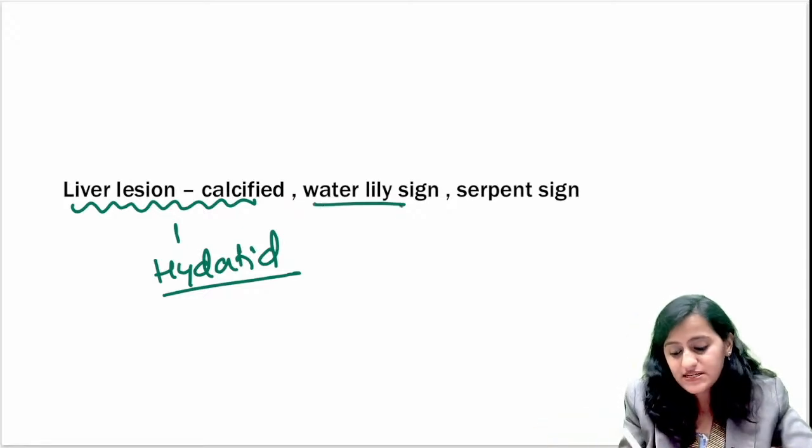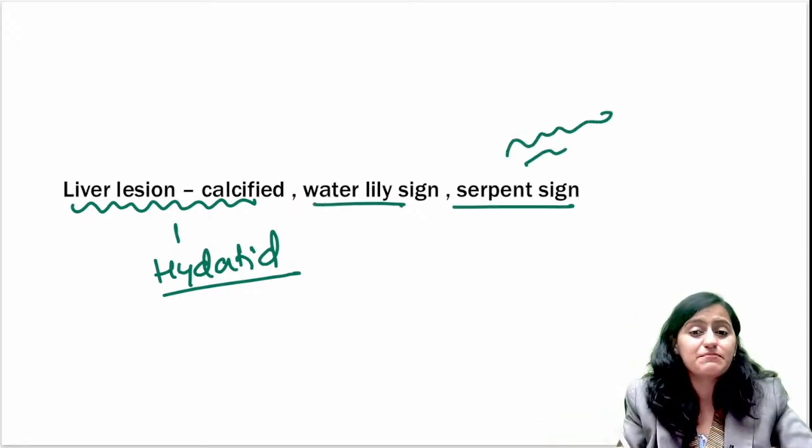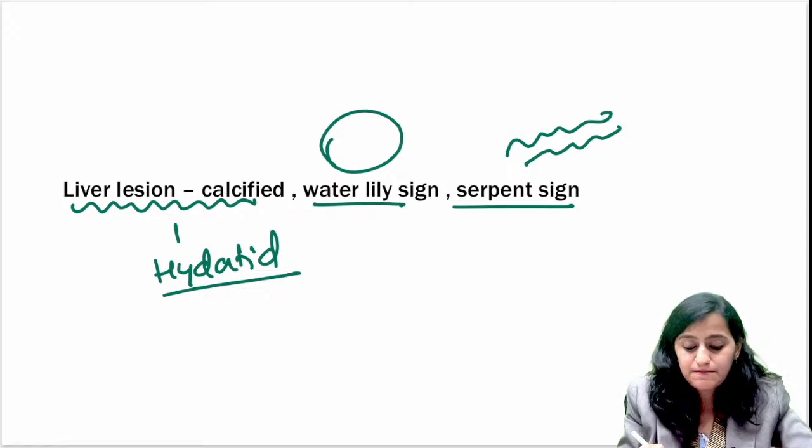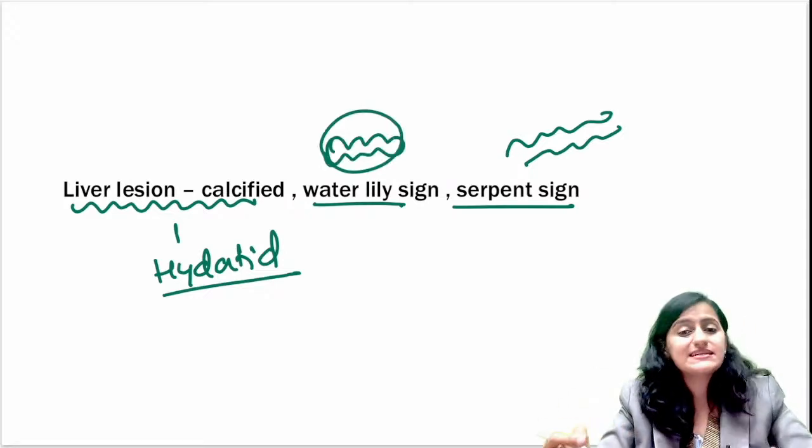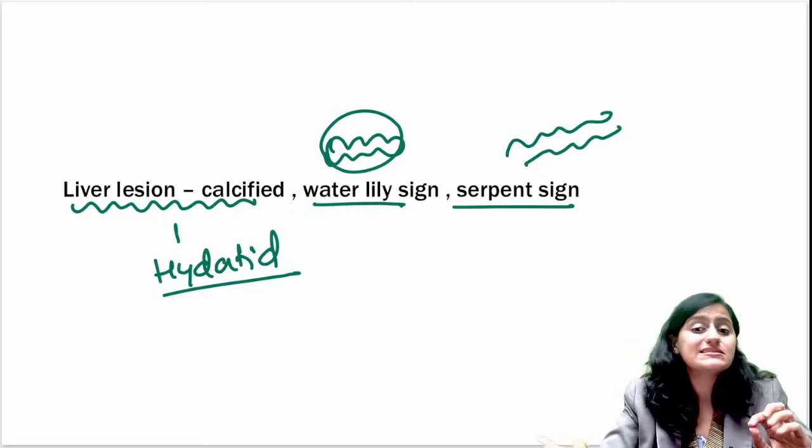It shows the water lily sign, the serpent sign, the membranes which are ruptured, partial rupture of the membranes showing the water lily sign. Okay, so water lily sign, serpent sign, calcified lesion, it is hydatid.